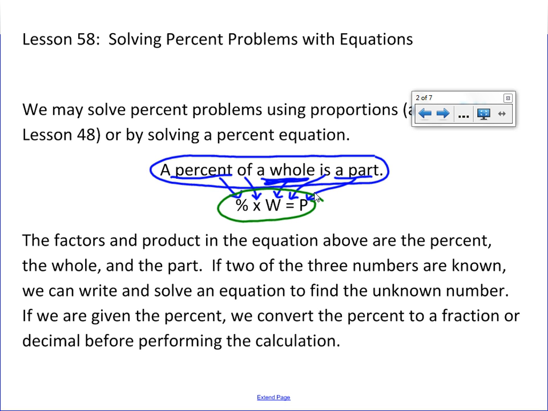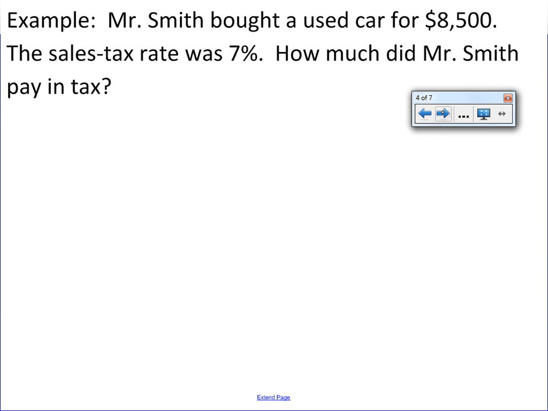So that is the percent times the whole equals the part. So we're going to write percent times the whole. Whoops, I didn't want to put a P. Sorry. The percent times the whole equals the part. So I know the percent for sure is 7%.